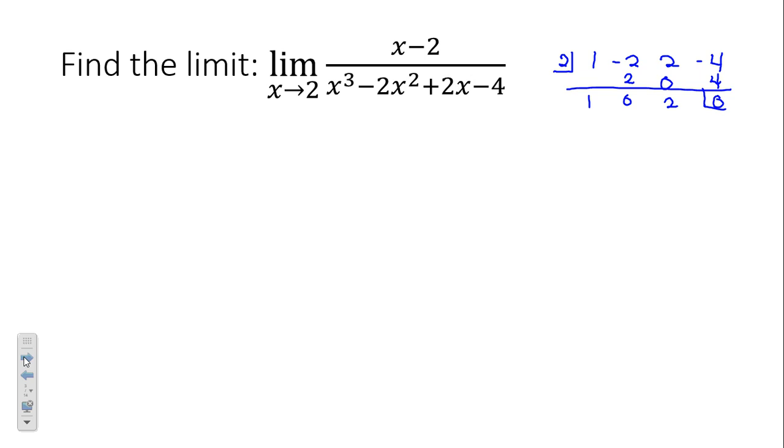Factor by grouping. Okay, so let's group our first two together. What do these guys have in common? Because the greatest common factor is an x squared. So what's left? Good. Okay, if I group these two together, what do they have in common? A positive 2, so if we divide that out, each term by 2, we get, that's nice, that's convenient.